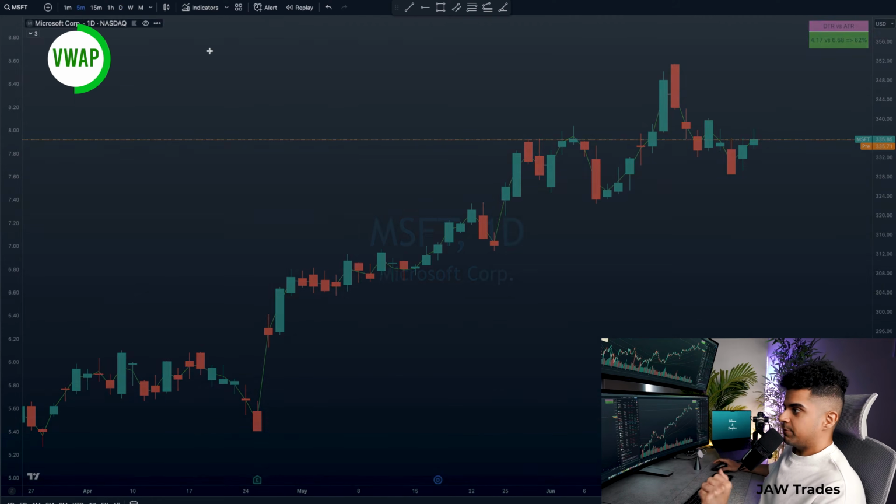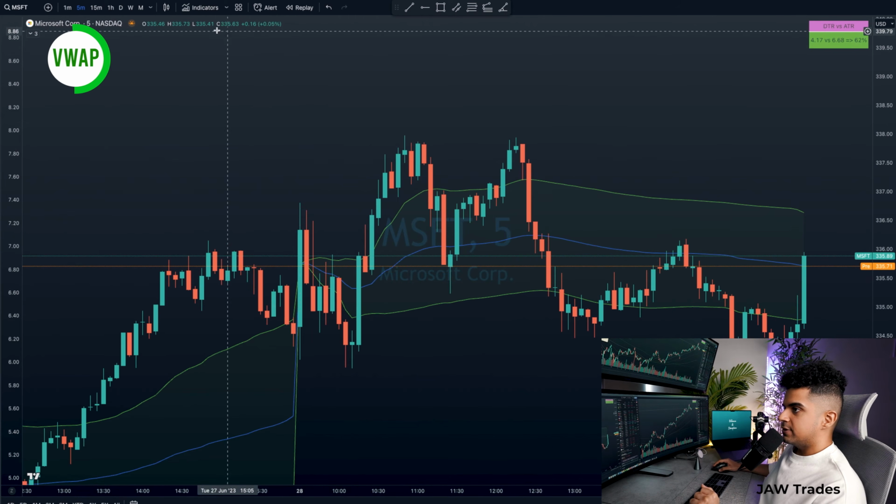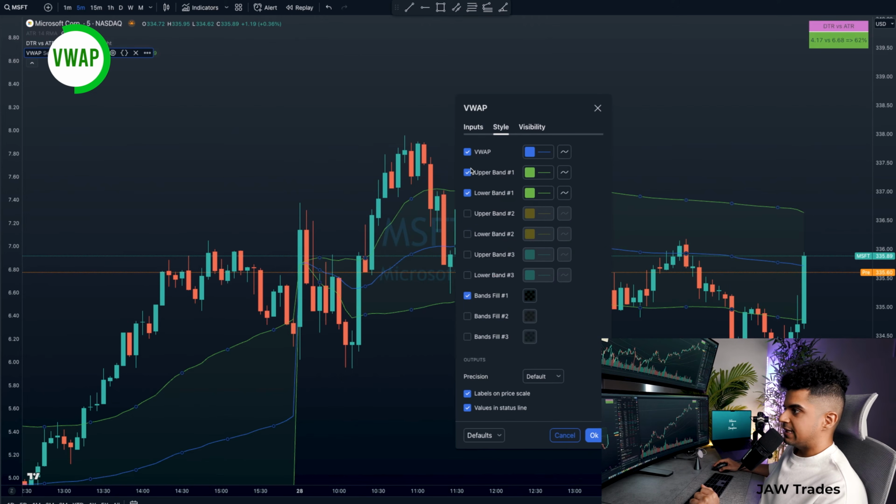Let's take a look at the 5 minutes chart. This is the VWAP right here. Personally, I don't use the upper band and the lower band, so let's remove it. Go on settings, remove the lower band, remove the upper band, and remove the bands fill region.